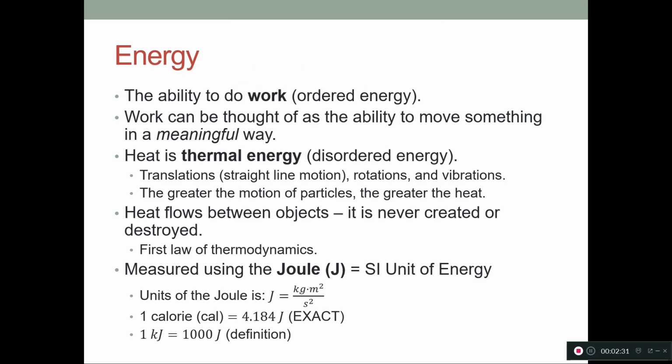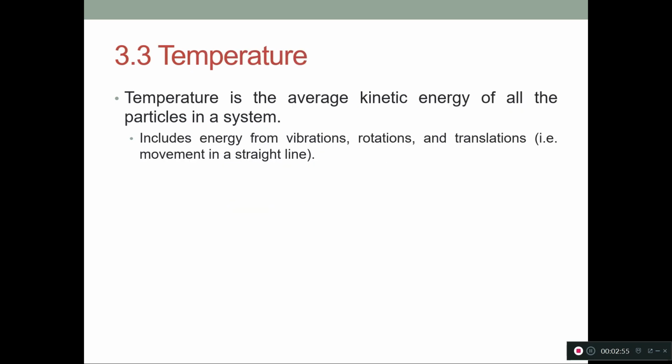We also have the unit of calories, which is equal to 4.184 joules, and we will see here in a little bit why that is the case. We can also have kilojoules, which is just defined as 1,000 joules. So again, using that kilo prefix tells us that we have 1,000 of the base unit, where the base unit here is the joule.